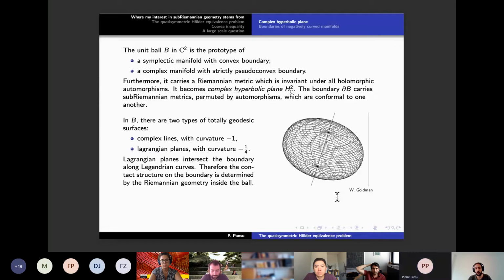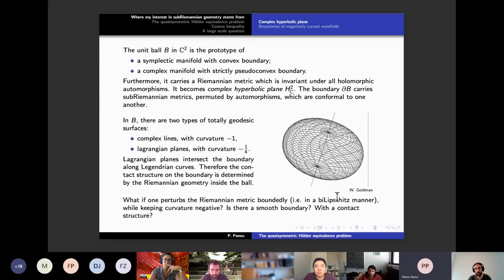Now let's wonder what happens when you perturb the Riemannian metric on the ball a little bit. I will stay, let's say, among strictly negatively curved metrics. Can we still attach a boundary to this perturbed Riemannian manifold? Is this boundary smooth? And does the contact structure survive? So the answer is, well, some of it survives, but not all.